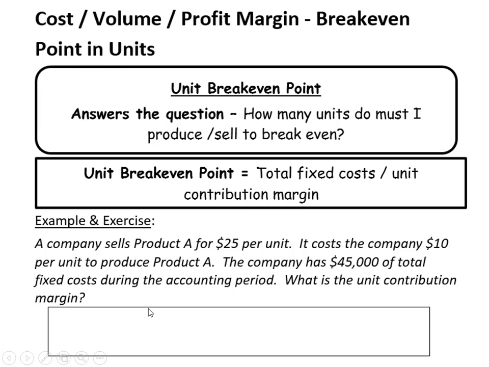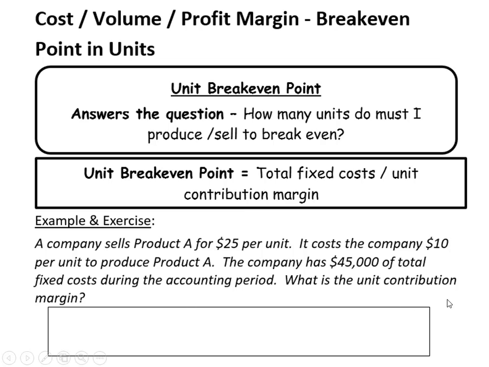Let's take a look at this example. A company sells product A for $25 a unit. It costs the company $10 a unit to produce product A. So we have a selling price and we have a variable cost. The company has $45,000 of total fixed cost during the accounting period. Now the question here is worded incorrectly, but the question should say, what is the unit break-even point?